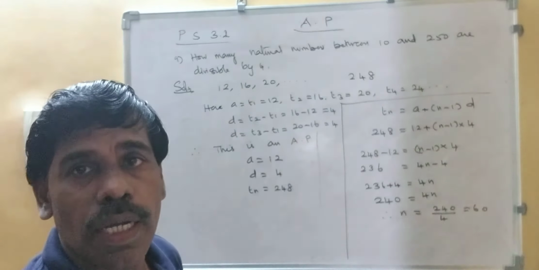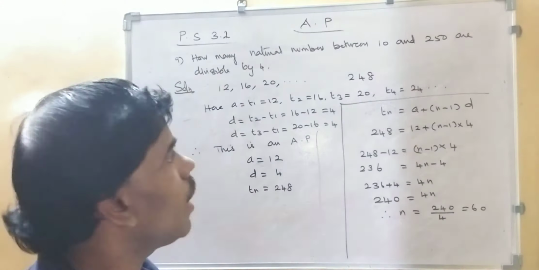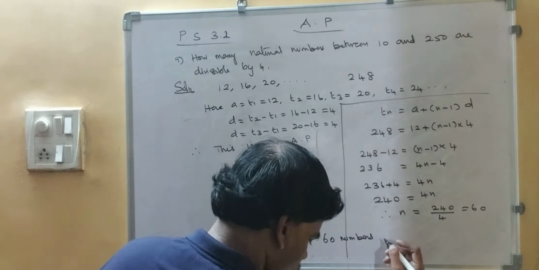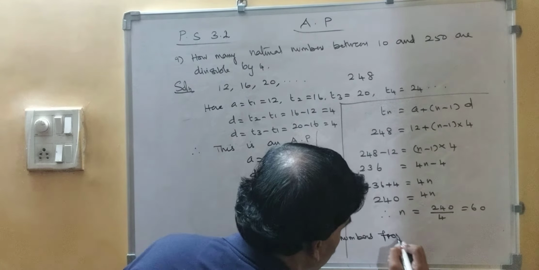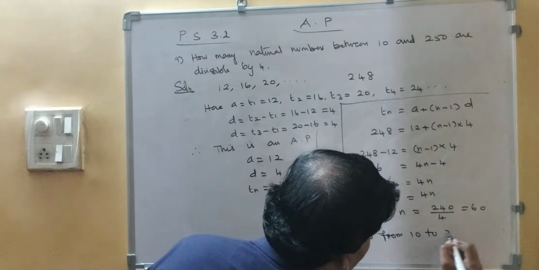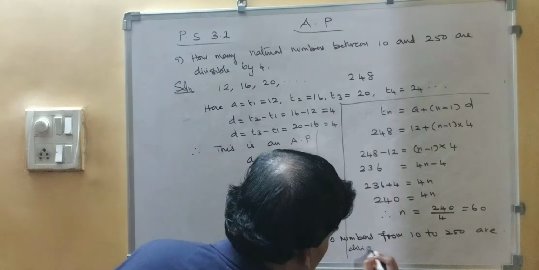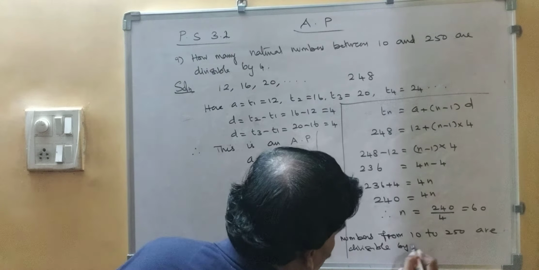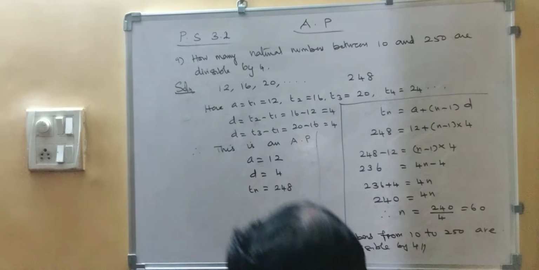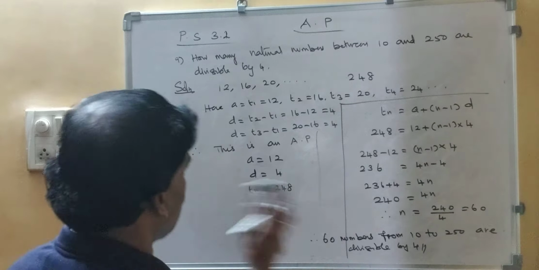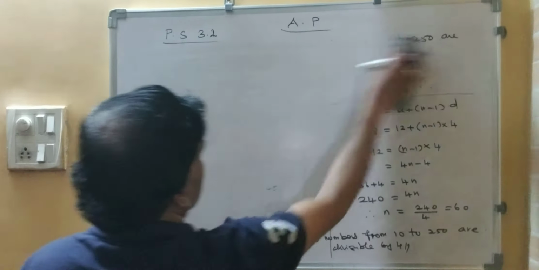So how many terms are there between 10 and 250 which are divisible by 4? There are 60 terms. Therefore, 60 numbers from 10 to 250 are divisible by 4. One more sum is there, the last sum that we will do, then we can complete this exercise.